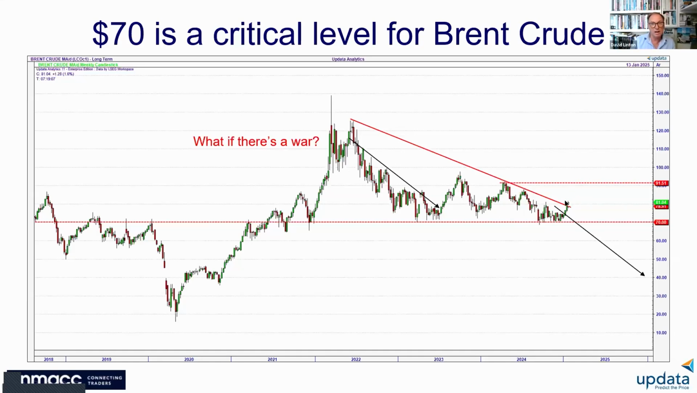Now, we have seen in the last week or two a really quite big move in oil, and this descending triangle, one of the classic patterns, is breaking the wrong way. But this $70 level is the absolutely critical level to watch this year. So all energy traders need to just be aware of that $70 level for Brent crude.